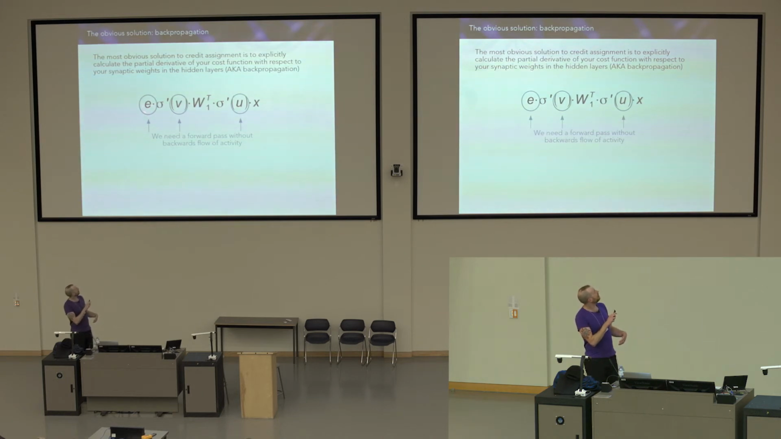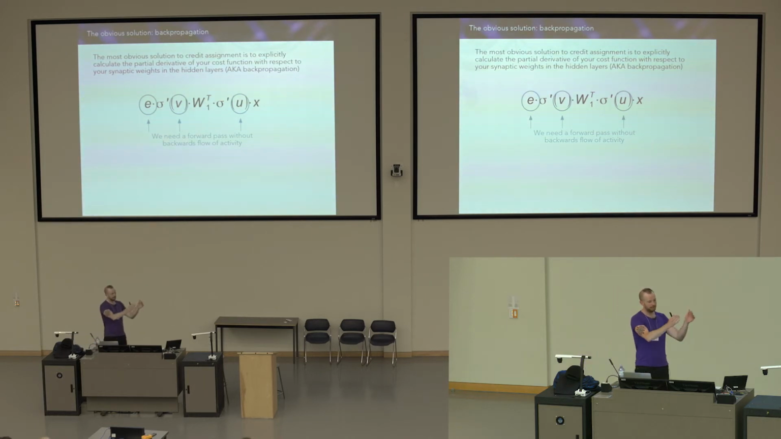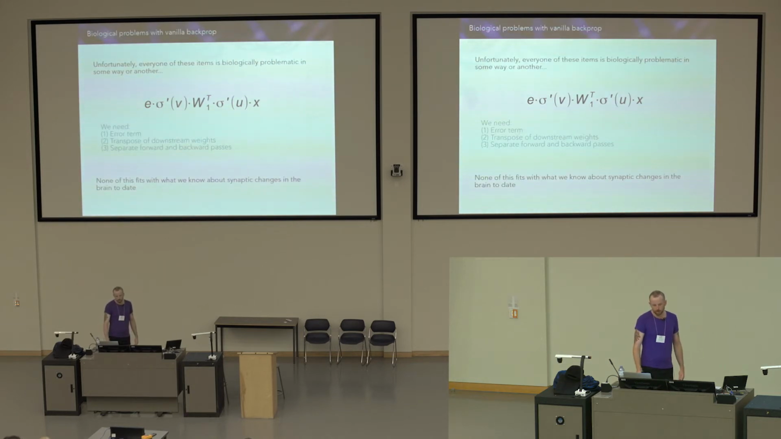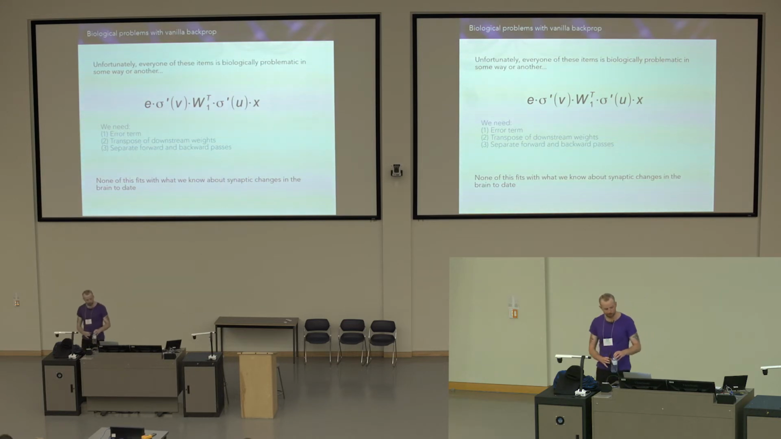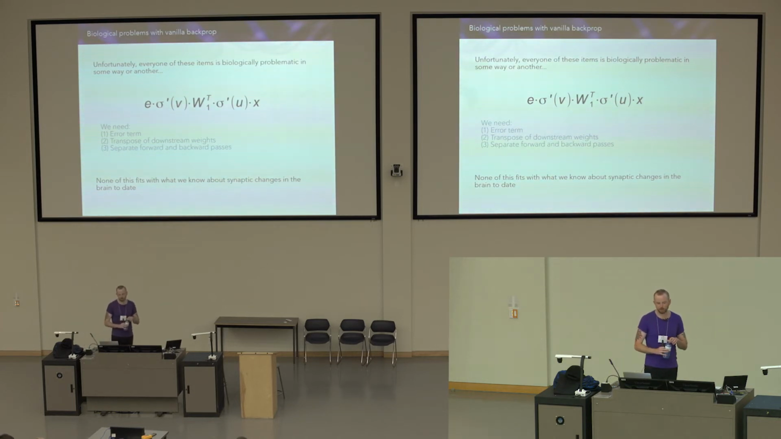Okay, and then the other thing we need is, in addition to the forward pass, we are basically passing this error backwards through the network. So for the forward pass, we need not only the output, but we need the hidden unit inputs, the linear sums to the hidden unit inputs, and the derivative of my activation functions with respect to those. And at the same time, I need my error, and I need to send that back to my other neurons. So the problem is that basically every one of these items is biologically problematic in some way or another. The error term, the transpose of the downstream weights, and the separate forward and backward passes required to calculate all of these things are not things that we see in the brain.